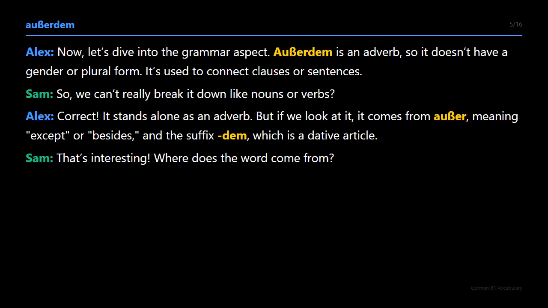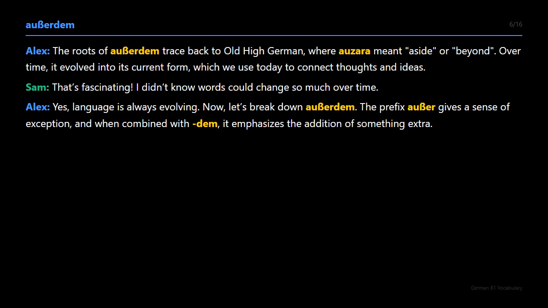That's interesting. Where does the word come from? The roots of Außerdem trace back to Old High German, where Außer meant aside or beyond. Over time, it evolved into its current form, which we use today to connect thoughts and ideas. That's fascinating. I didn't know words could change so much over time. Yes, language is always evolving.